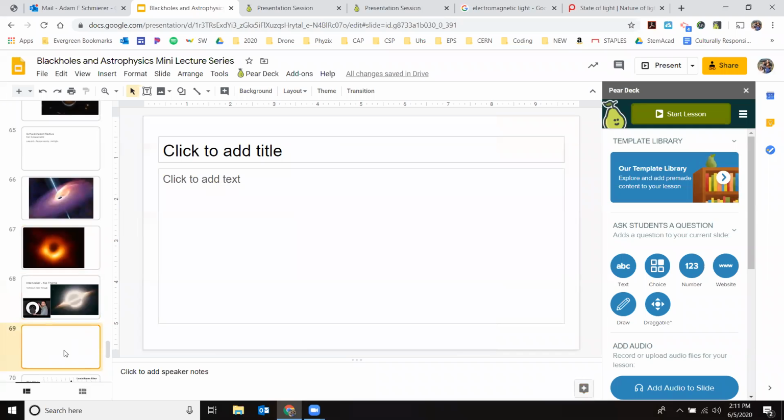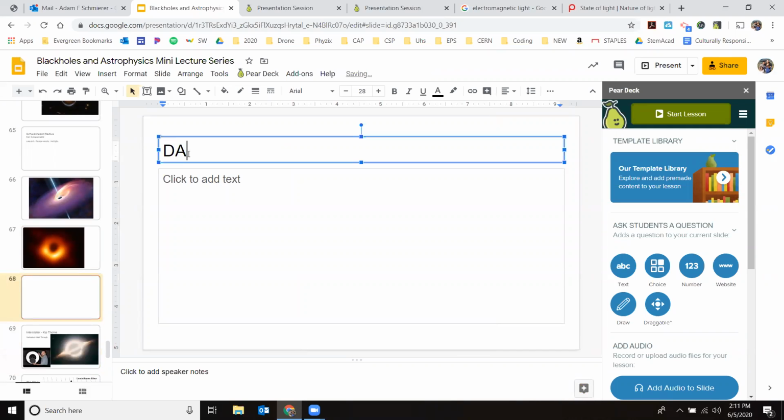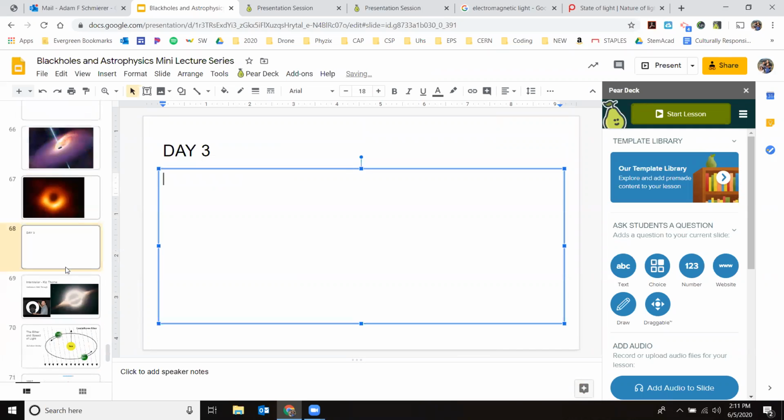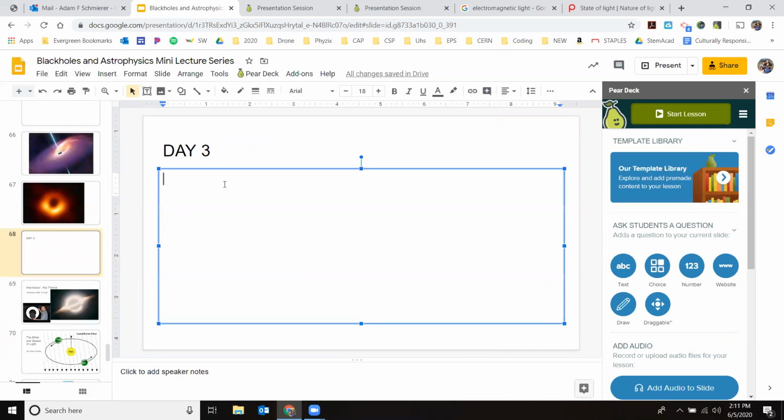Okay. So here's our day 3. We're not going to spend much longer on this because I want to talk about time in Switzerland. What happens around black holes? Okay. Anything else?